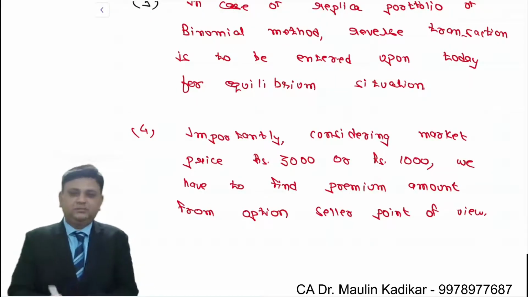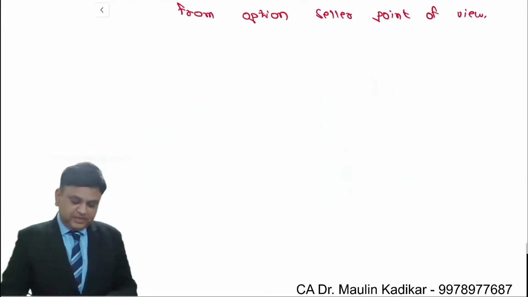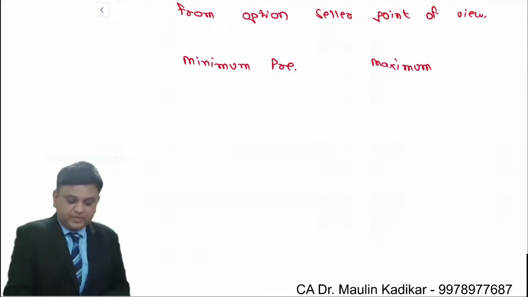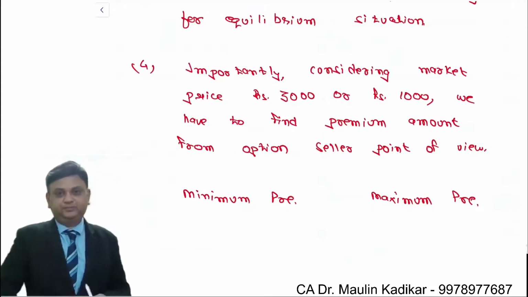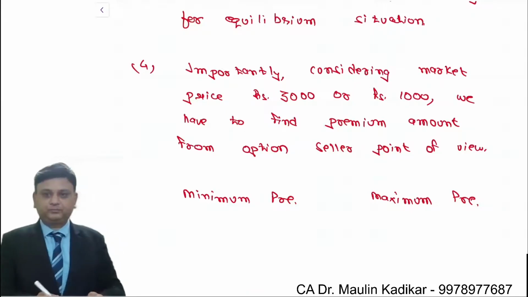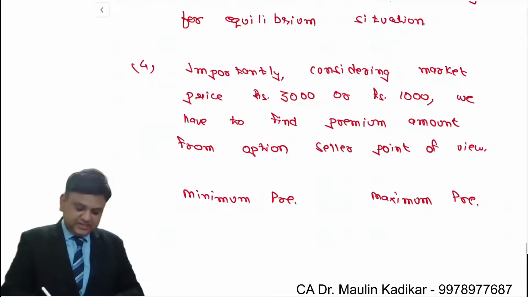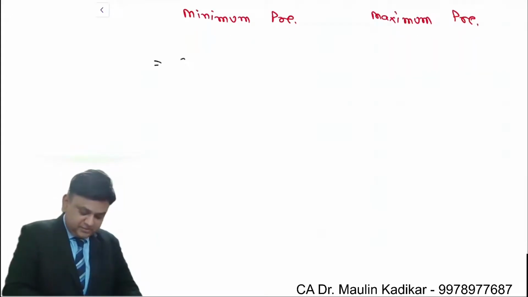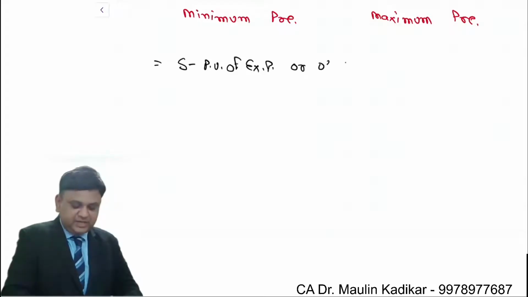Before I proceed further, I have a question for all of you. Can you tell me what the minimum premium can be for this question? And considering the points I have dictated, what is the maximum premium? I repeat my question: tell me the minimum premium and the maximum premium. As far as the minimum premium is concerned, we have already discussed it: spot minus present value of exercise price, or 0, whichever is higher, is the minimum premium.